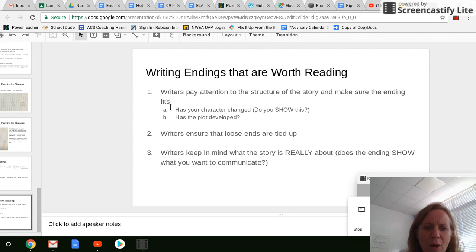First of all, writers pay attention to the structure of the story and make sure that their ending fits. Because if you get to the end and the ending's kind of like, what? It doesn't really work. Think of it this way. When you were little, like kindergarten, first grade, you probably got to the end of your stories and you were like, the end. You wrote it in big capital letters, right?